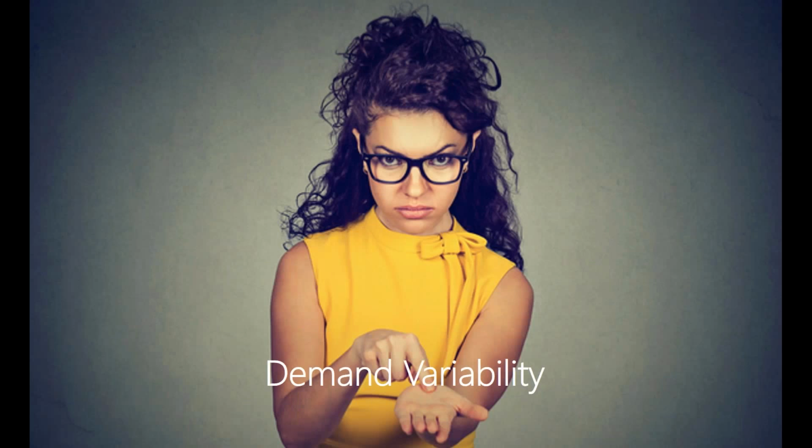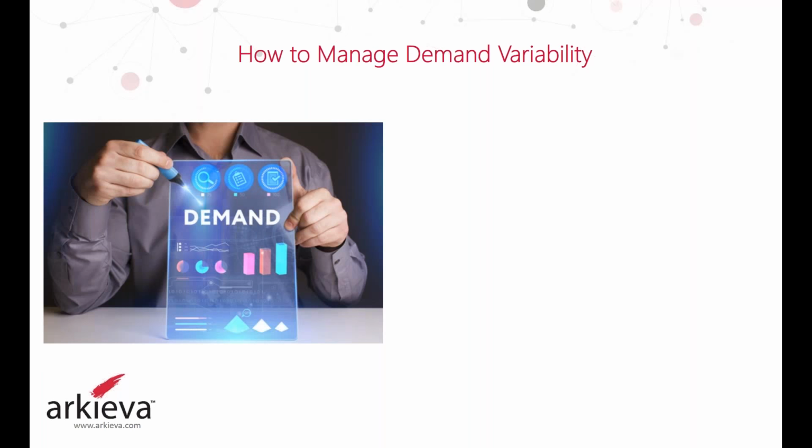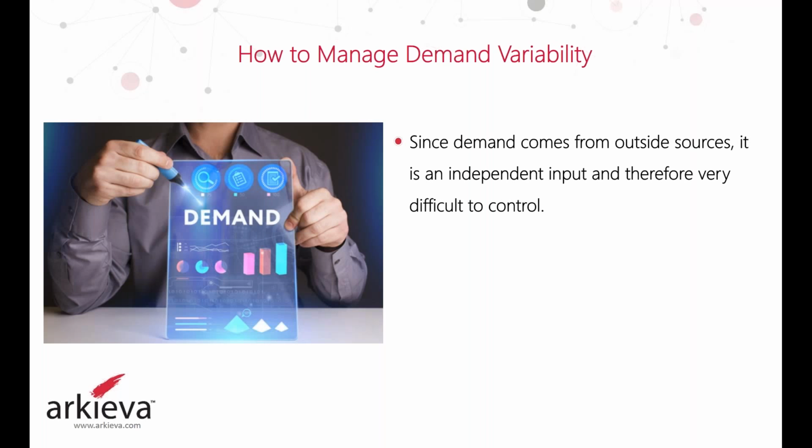Okay, we talked about safety stock, we talked a lot about demand variability and lead time variability. Let's now dive into those a little bit. So we are looking at demand variability, and the question is, how can one manage demand variability? Well, the simple answer is demand is typically driven from the market, outside sources. It's an independent input, almost impossible to control. You might be able to do some amount of demand shaping and those types of techniques, but in general, it's an independent input and difficult to control.